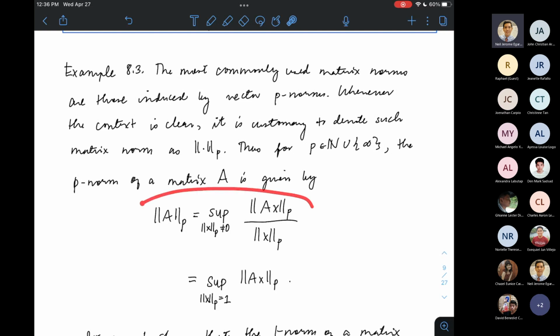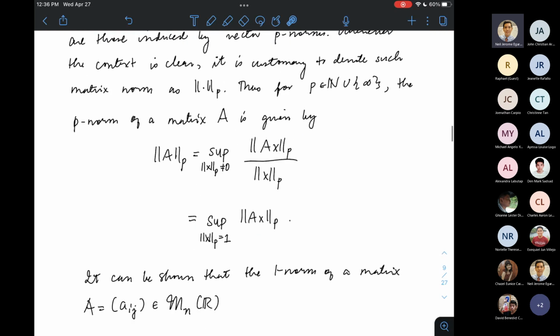Okay? So in general, ganito natin dapat ko-computein yung p-norm ng isang matrix. So you get the supremum ng p-norm ng vector ax divided by the p-norm of the vector x. And then the supremum is to be taken over all non-zero vectors. Okay? Pero may equivalent definition kasi yan. Instead of taking the supremum of this guy over all non-zero vectors, it can be shown that the same value can be computed by simply looking at the supremum of the p-norms of the vectors ax, where x is over all vectors with unit norm.